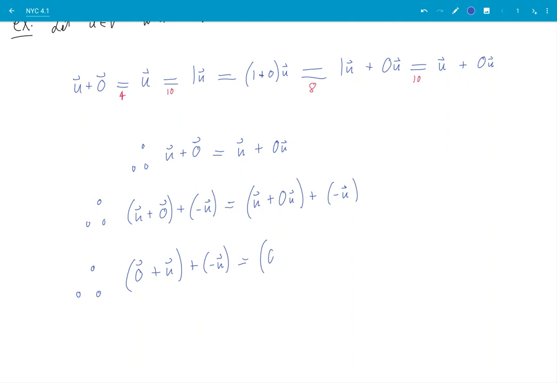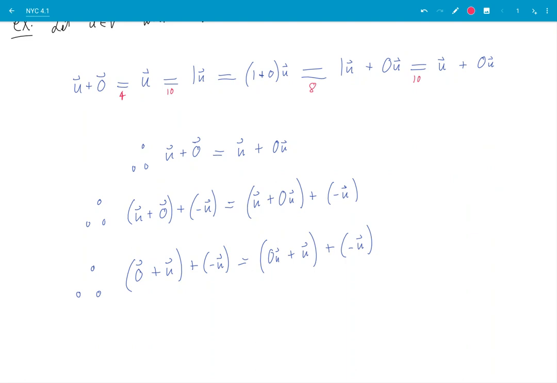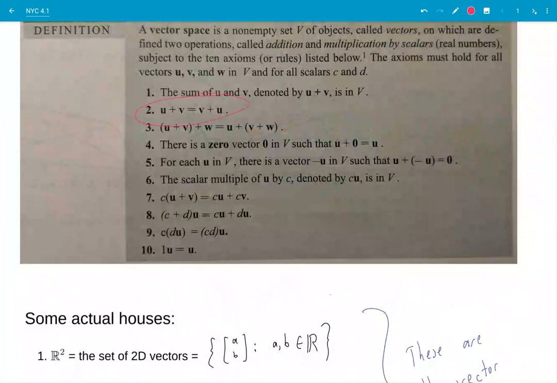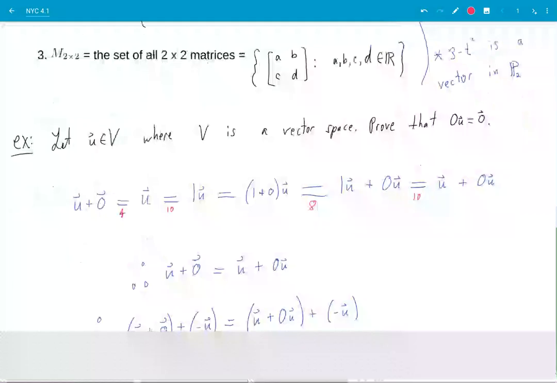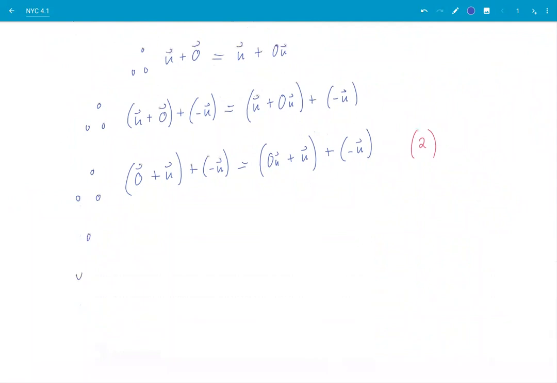Oops. 0 plus u plus negative u. Okay, which axiom is that? I have forgotten. I did the change of order of this one. Axiom 2. And now I want to go 0 vector plus. I want to change my bracketing here.